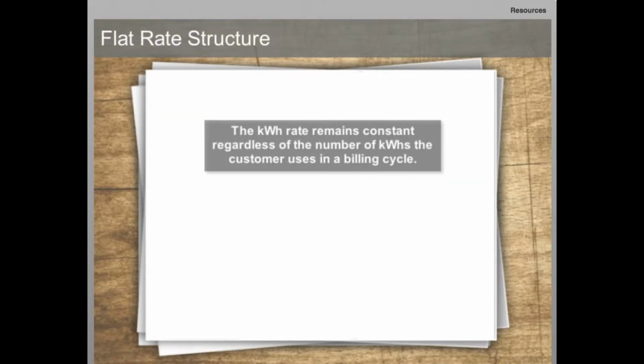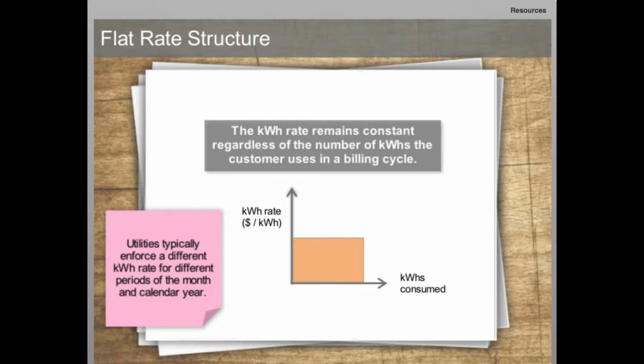In a flat rate structure, the utility sets a flat rate for each kilowatt hour, regardless of the amount of electricity the consumer uses during one billing cycle. It's common for the utility company to change the rate depending on the time of year. Select Next to see an example and learn more about the flat rate structure.